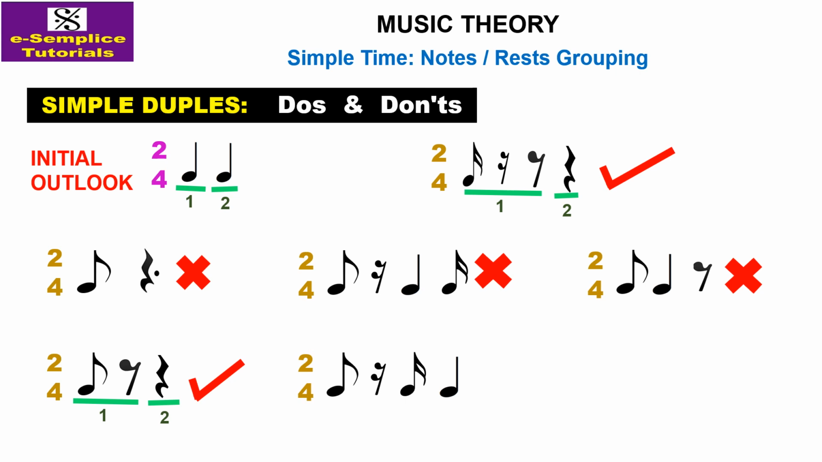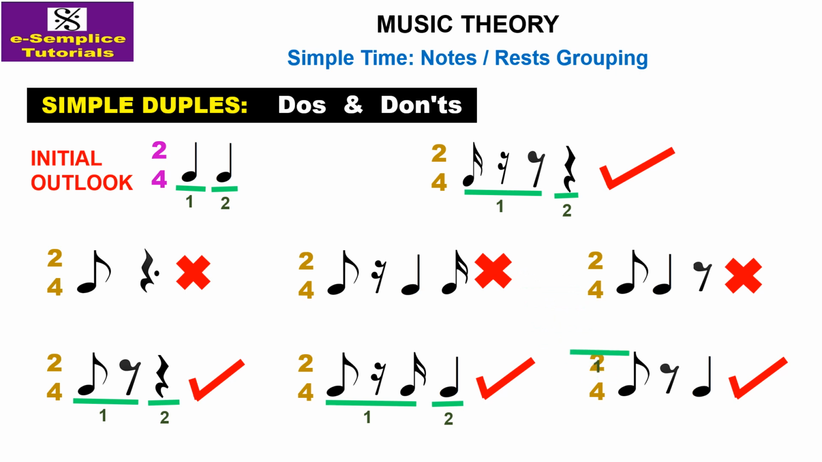Take a look at this. Is this correct or wrong? Correct. Beat 1, beat 2. Is this correct or wrong? Correct. You can see clearly beat 1 and beat 2. Let's proceed.